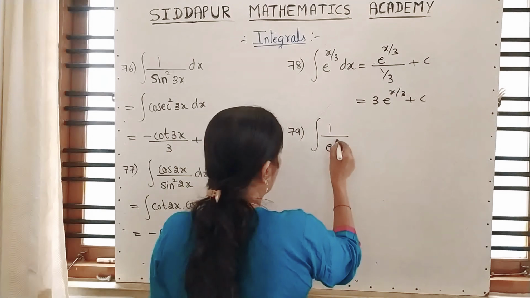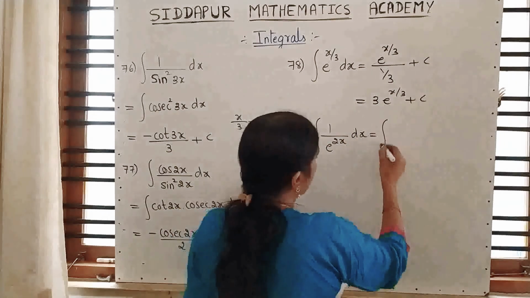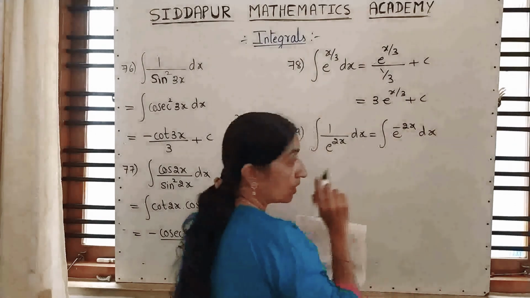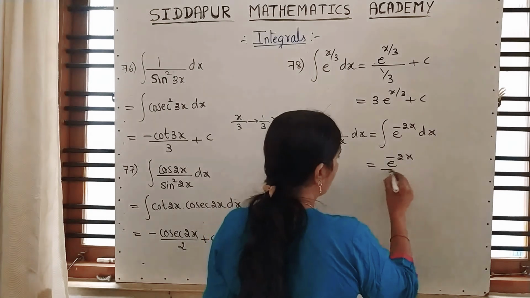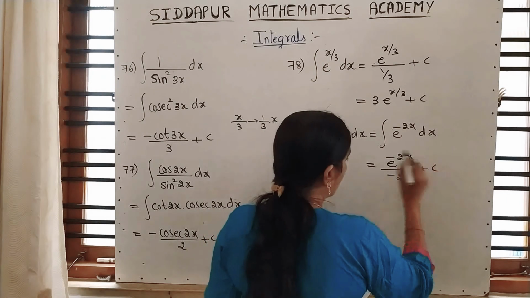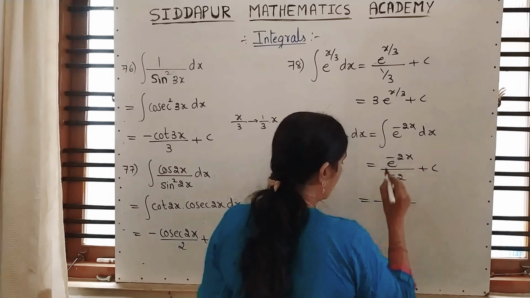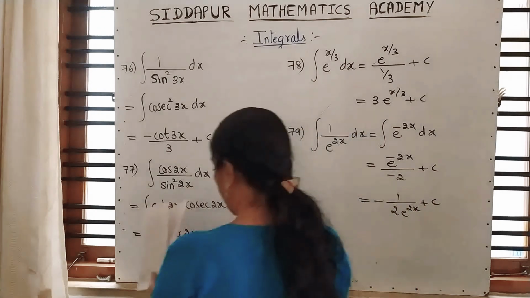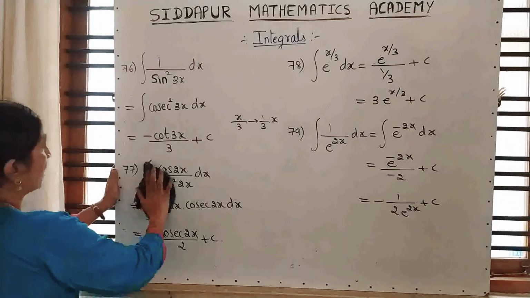1 upon e raised to 2x. It will be written as e raised to minus 2x into x. X coefficient is minus 2. So what will be your answer? You can write one more step. Minus 1 by 2. Because of this negative value, it comes in the denominator. Correct or what? Yes. Moving to the next question. Question number 80.